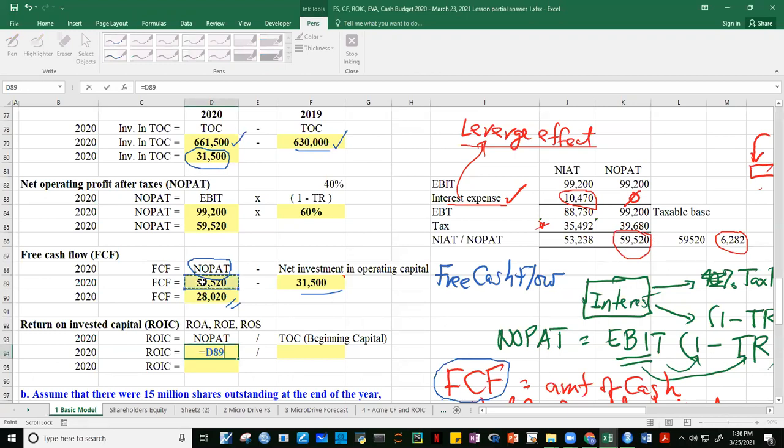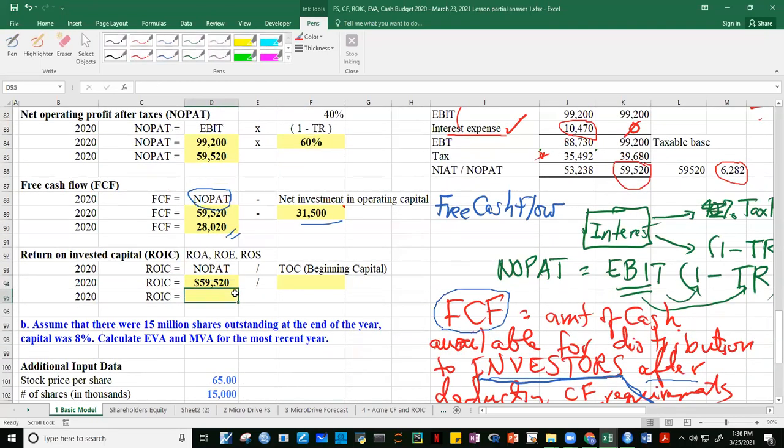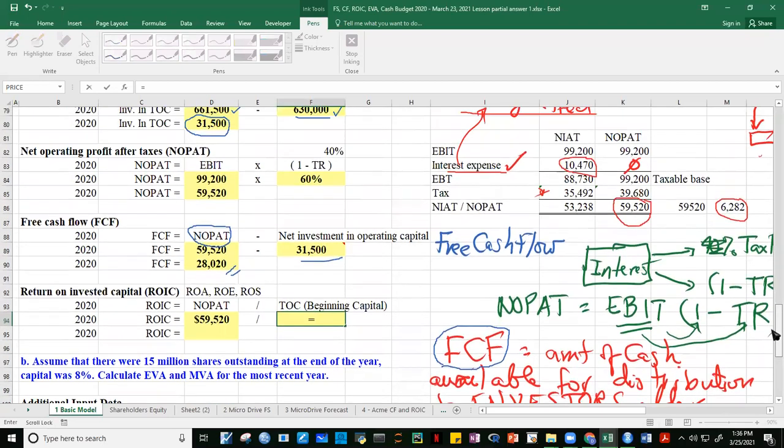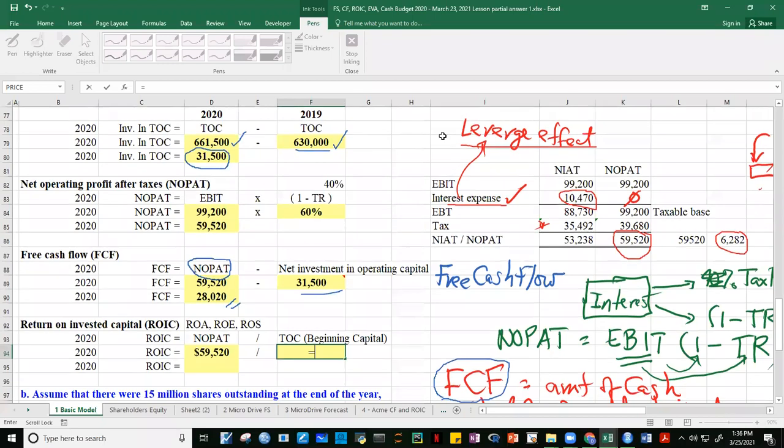59,520. So dito ko na lang kunin, no? 59,520. Tanggalin natin dollar mamaya. 59,520. Okay, yung 59,520 na to, na-generate to out of a capital of how much, guys? How much capital was used in order to generate this operating profit? Paki-sound off na lang, guys. How much?